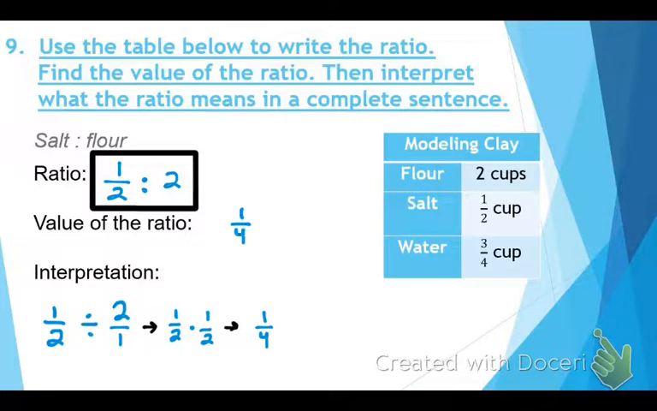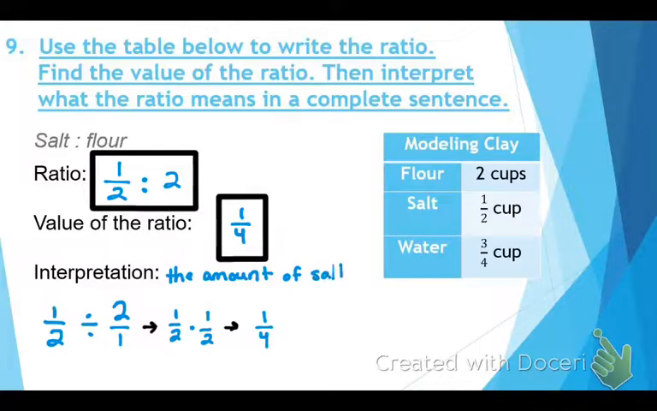Now I want you to work together with your team to figure out what that 1/4 means, okay? We know that's the value of our ratio, but I want you guys to interpret that as a team. When interpreting, we're going to start off with saying the amount of, guys, what was the first ingredient we were comparing? Okay, then I'm going to say the amount of salt is, and what was our value? 1/4. And then guess what I'm going to say? The amount of whatever the second unit was.